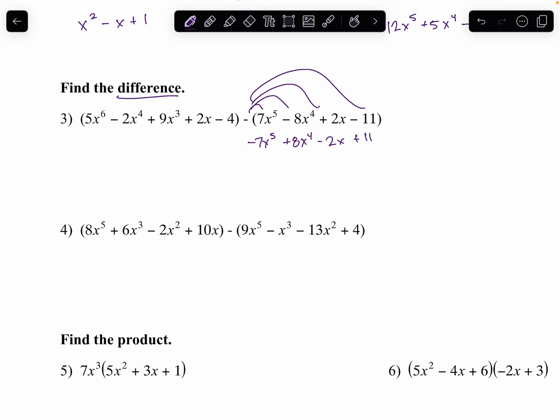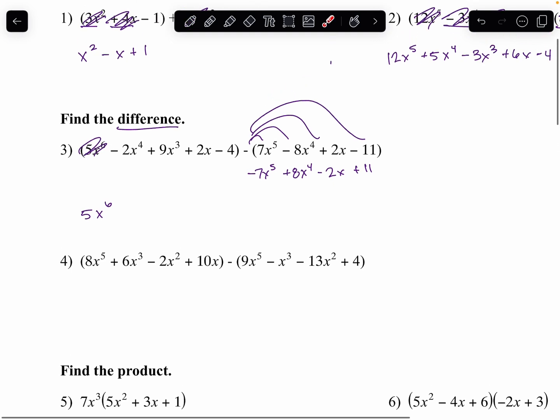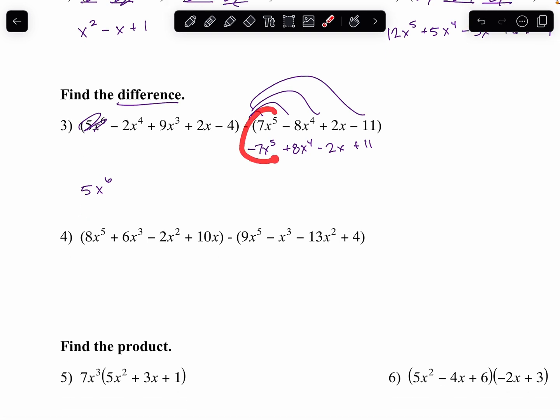Now I'm going to combine some terms. So the highest degree term here is this term right here, and there's no other term here with a degree 6. So 5x to the 6 doesn't combine with anything. And then is there a degree 5? So first checking to see if there's a degree 5, and there is, but that's over in this term right here. So it's going to be negative, so minus 7x to the 5th. It's not going to combine with anything else. I'm also going to scratch that out.